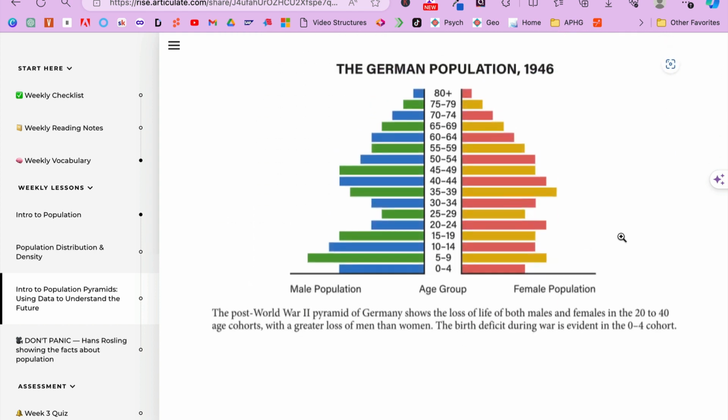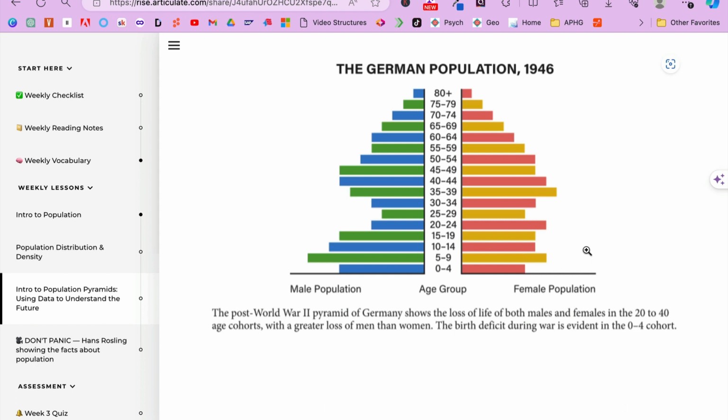Look at this pyramid here, just based on first glances. Does it look like a triangle, a pyramid? Does it look more rectangular? It does look a little rectangular here. So that's going to indicate to us that this is more economically developed.